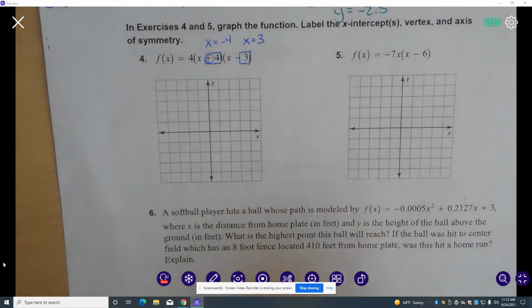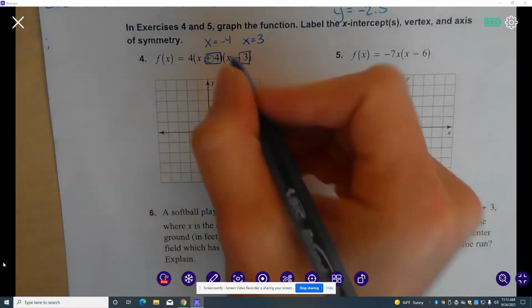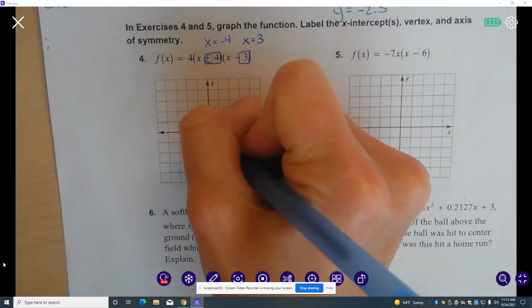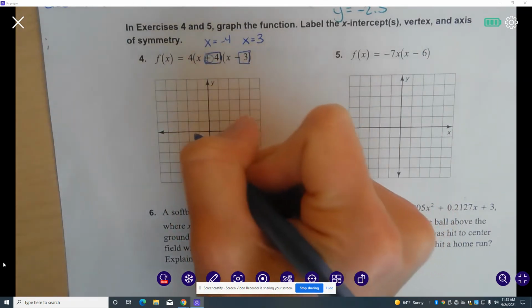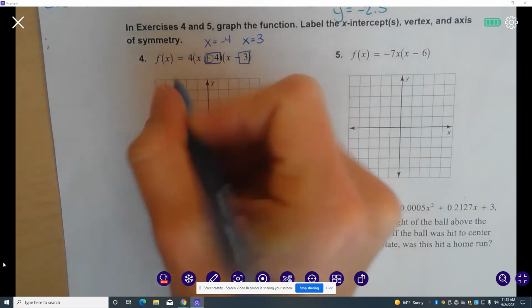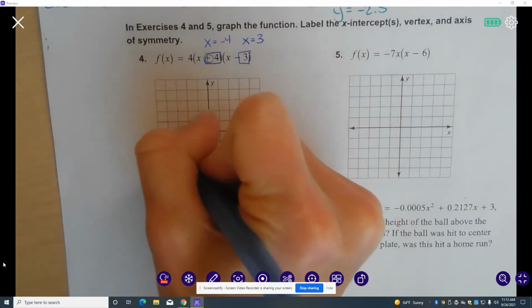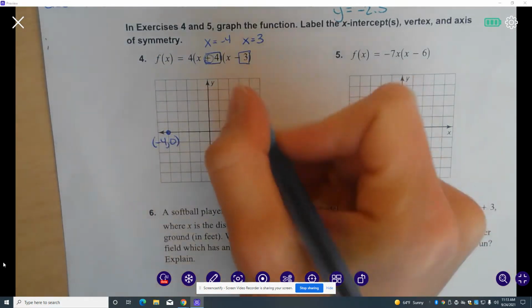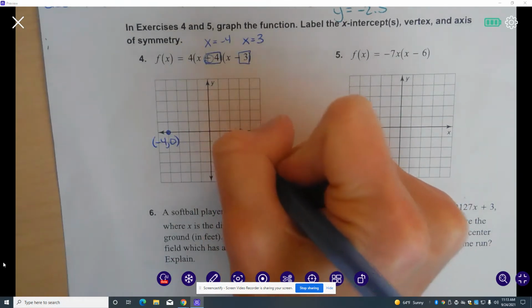I'm going to go ahead and plot those on my x-axis. So I know one point on my parabola is at negative 4, 0. I'm going to label that. And another x-intercept is at 3, 0. I'm going to label that.